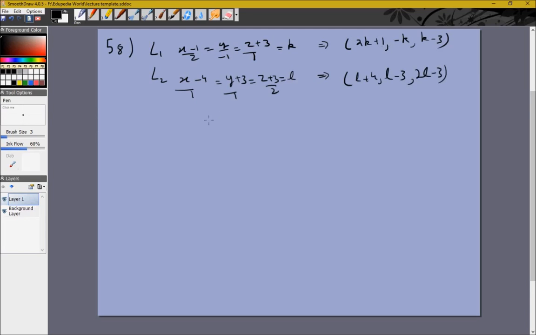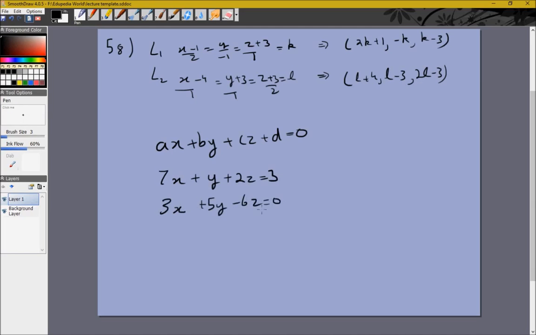Now we are given that the plane ax plus by plus cz plus d is equal to 0 is perpendicular to the 2 planes which are given as 7x plus y plus 2z is equal to 3 and 3x plus 5y minus 6z is equal to 4. Now we know when 2 planes are perpendicular what happens. The dot product of their direction cosines is 0. Right, or you know the condition as a1 a2 plus b1 b2 plus c1 c2 is 0.